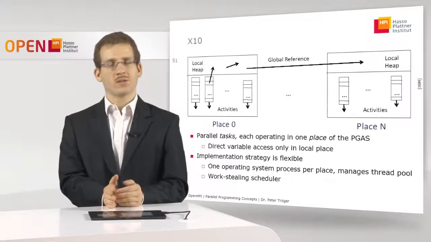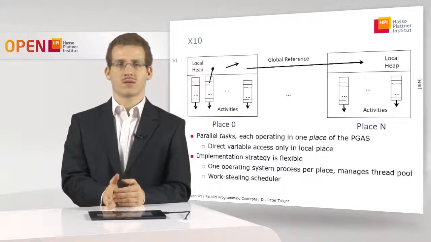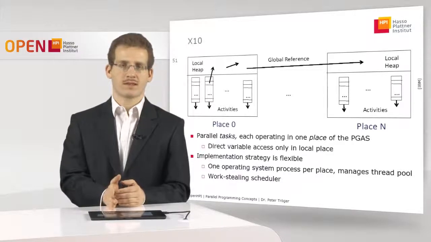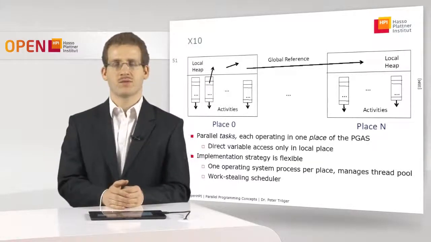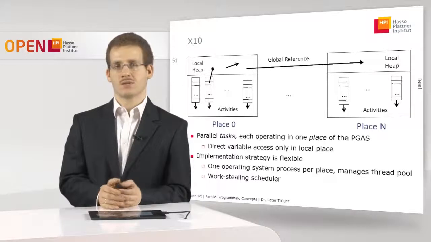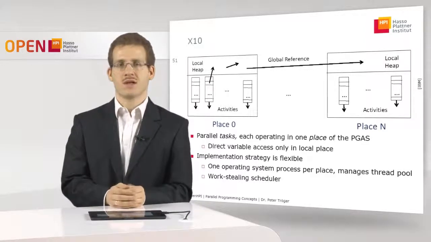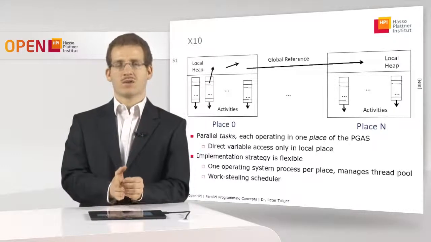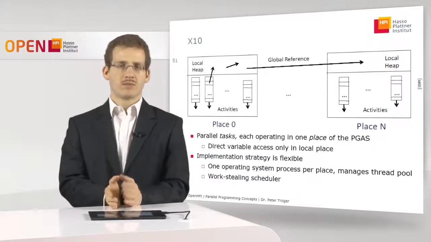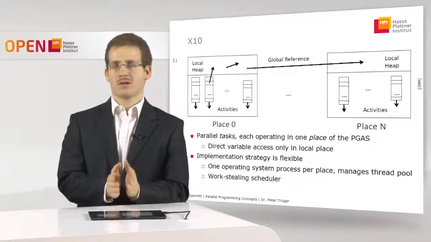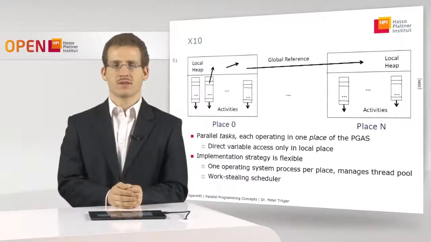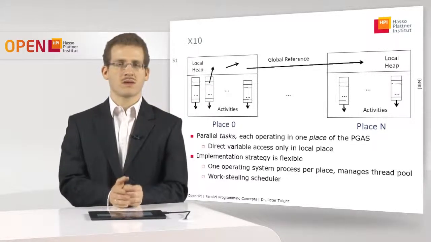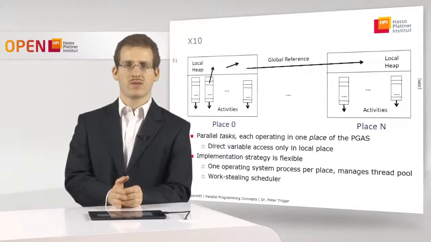A direct variable access is only allowed in your local place. So whenever you want to access a remote variable, you have to do this explicitly as a separate language construct. The direct working with variables is only possible if you rely on your local variables. The implementation strategy, how that maps to real operating systems, depends on the runtime environment. So X10 is flexible in this way.